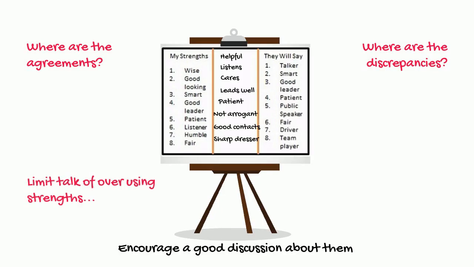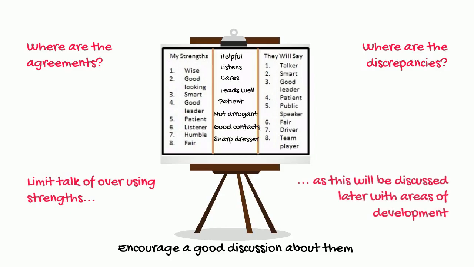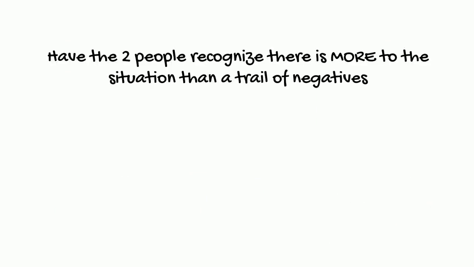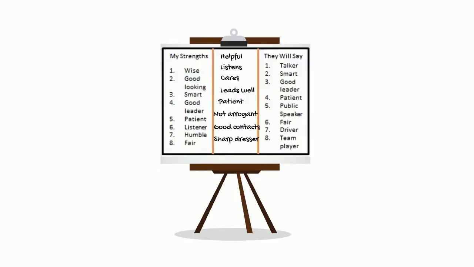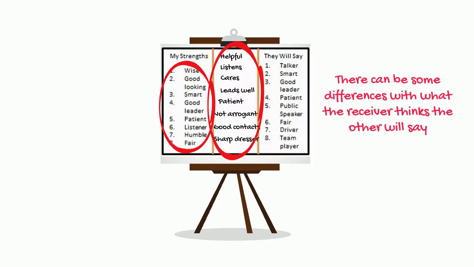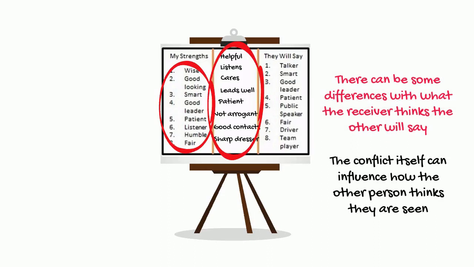Try to limit any talk about overusing strengths at this point, as this will be discussed later when areas of development are explored. The goal here is just to have the two people recognise that there's more to the situation than a trail of negatives by first building a full picture of each other's strengths. It is usually remarkable how much agreement there is between the strengths recognised by the individual and those from the individual providing the feedback. There can be some differences when it comes to what the receiver thinks the other will say, because the conflict itself can influence how the person thinks they are seen by the other.